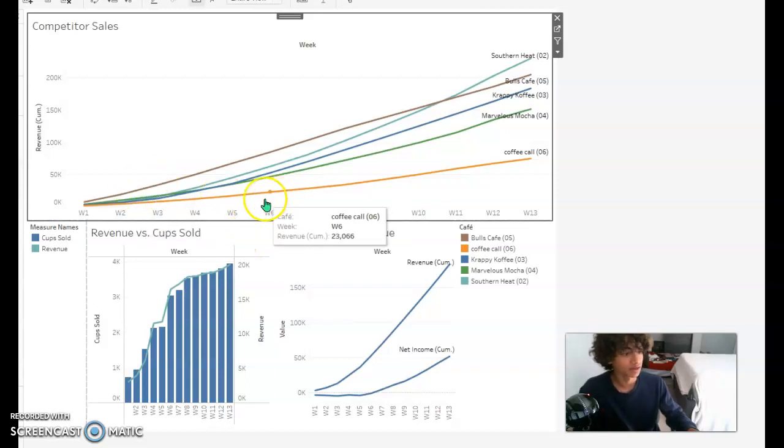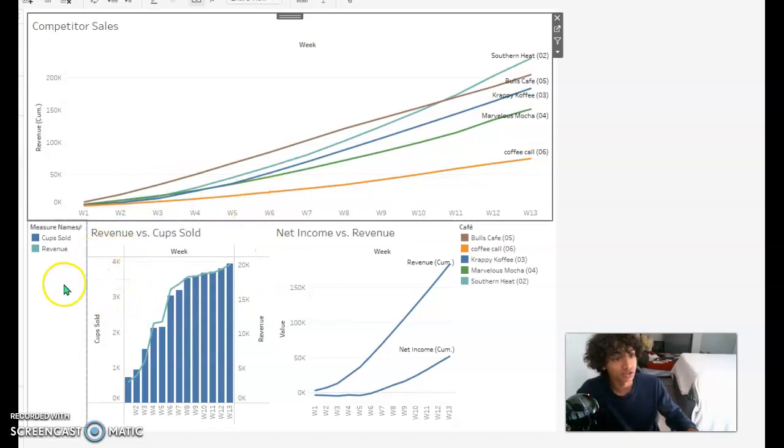Yeah, that's that. And moving on to the next chart, we have revenue versus cups sold shown on a double axis chart. The left axis being cups sold, the right being revenue, and the x-axis being the period of time, the weeks, week 1 to week 13.